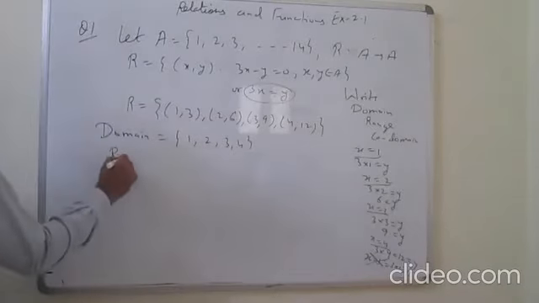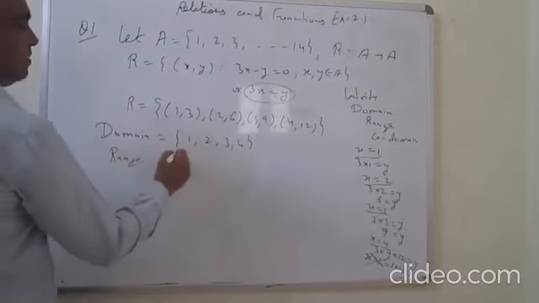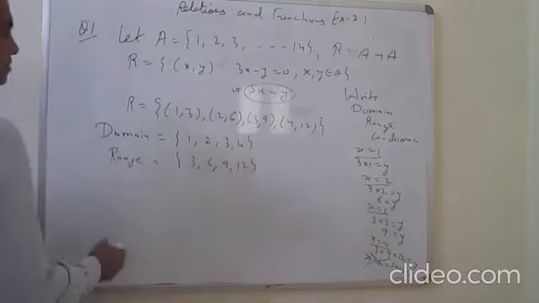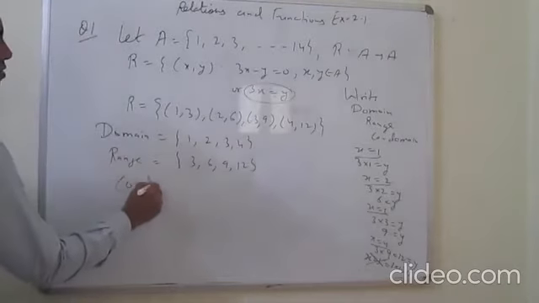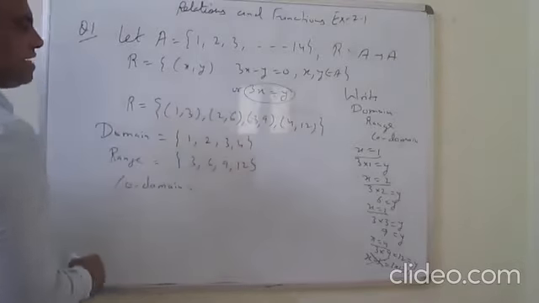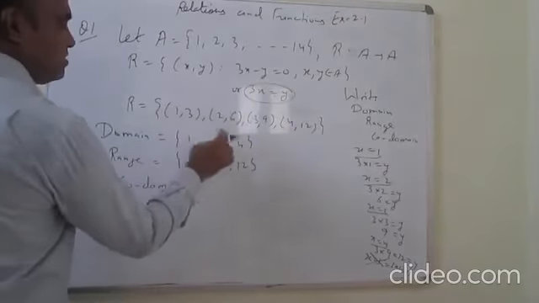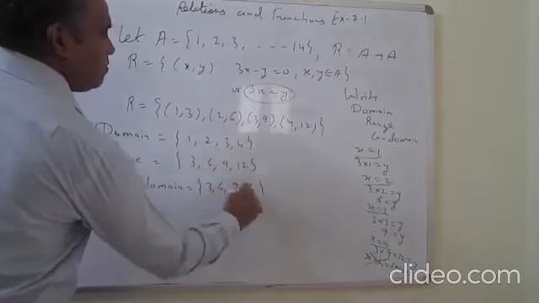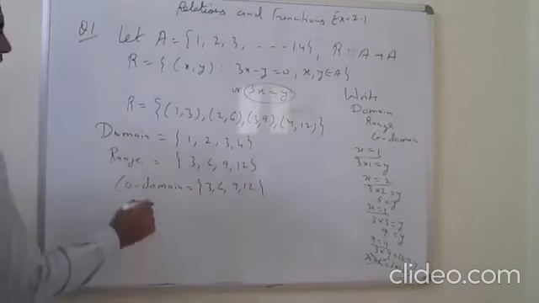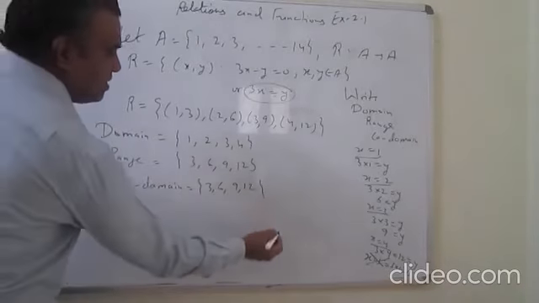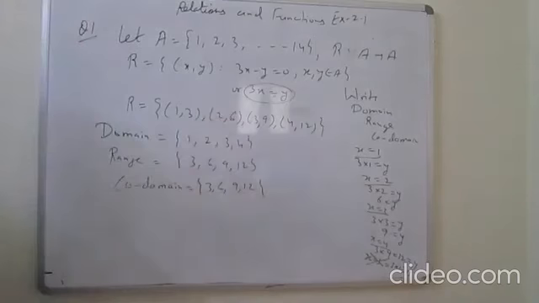What is range? Second elements 3, 6, 9, 12. Now what is codomain? Codomain is the second set. What is the second set? Second set is same 3, 6, 9, 12. So this you can represent by, this is also set A and this is also set A. So this is question number 1.